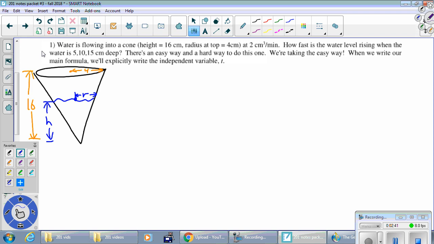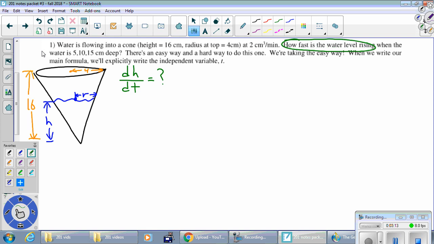And the question is asking us to figure out how fast the water level is rising. Well, we can symbolize that. That is a calculus quantity. How fast is a derivative question. And the water level is rising as time passes. And so this question is asking us to find the derivative of h with respect to time at a few moments in time. So when the water is 5 centimeters deep, when the height is 5 centimeters, how much is dh/dt? That's one of the 3 questions that we're asked to find.